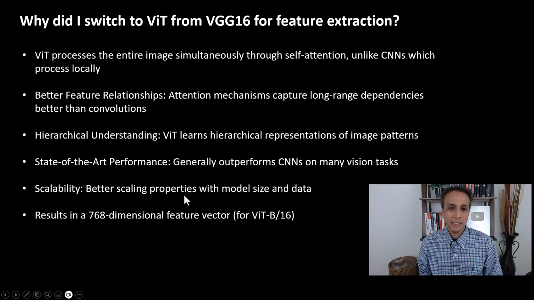And scalability: they scale with model size and data. Although in my example, I'm going to use ViT B16, which means at the end of the feature extraction, you'll get a 768-dimensional feature vector. So a 768-size vector is going to be going into your FAISS.